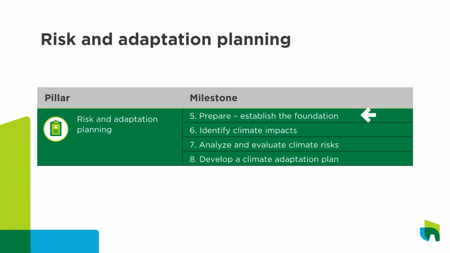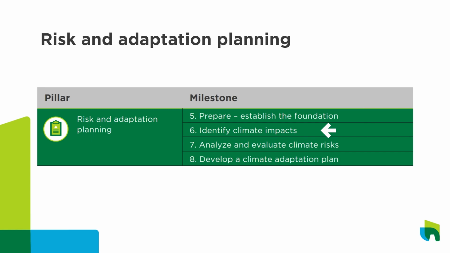Starting with milestone 5, prepare, establish the foundation. Establish the foundation for the climate risk assessment and adaptation plan by defining the scope, gathering necessary resources, outlining a framework, and developing an engagement strategy. This milestone sets the stage for a focused, coordinated process, helping ensure that the climate risk assessment and adaptation plan are grounded in clear direction, adequate support, and meaningful participation.